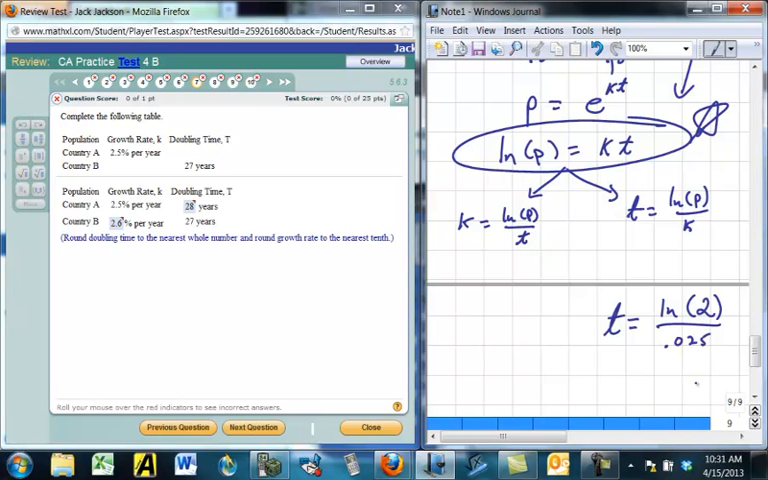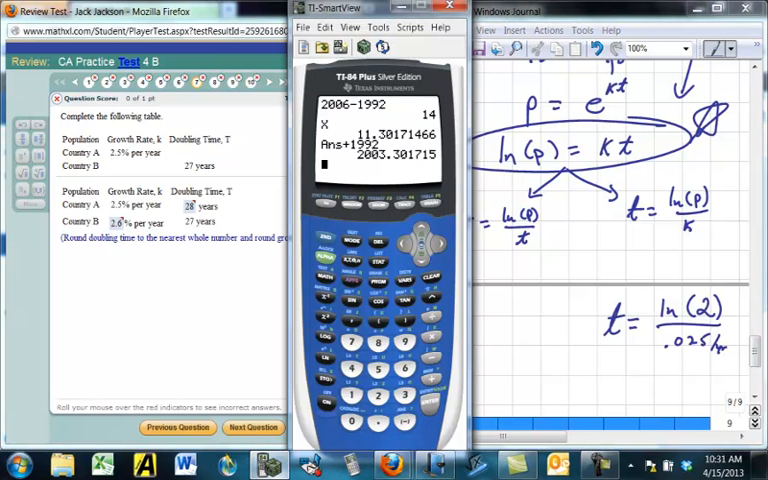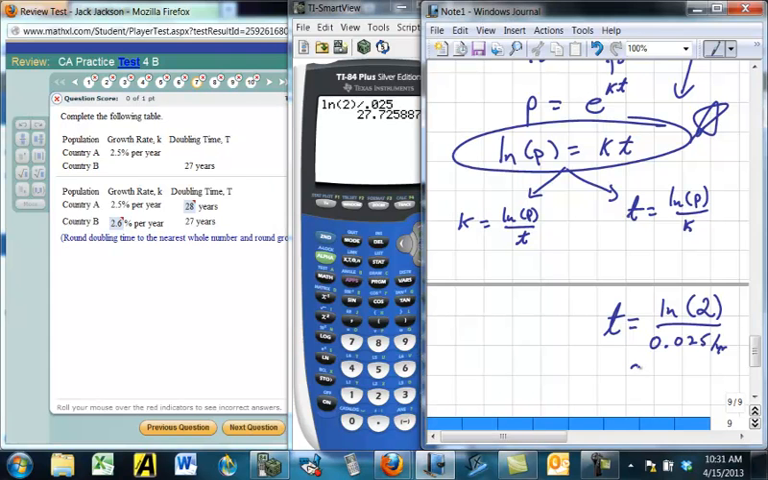0.025 per year. This is per year, so time is ultimately going to be in years. And of course we'll just do this approximately on the calculator. Natural log of 2 divided by 0.025, and that gives us about 27.726 years. And they say rounded off to the nearest year, about 28 years.